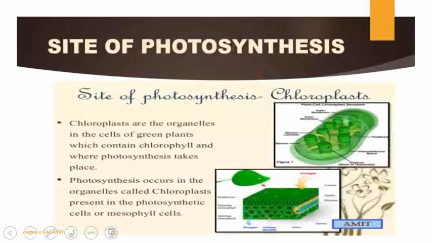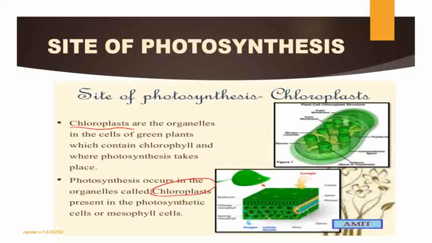Okay. Now, as you can see in this diagram, this is the site of photosynthesis where the process of photosynthesis will be completed. Obviously, the chloroplasts are the organelles in the cell of the green plant where this process of photosynthesis will be completed. Photosynthesis occurs in the organelle called what? Chloroplast. This is very important. Where the photosynthetic pigment is present, that is what?